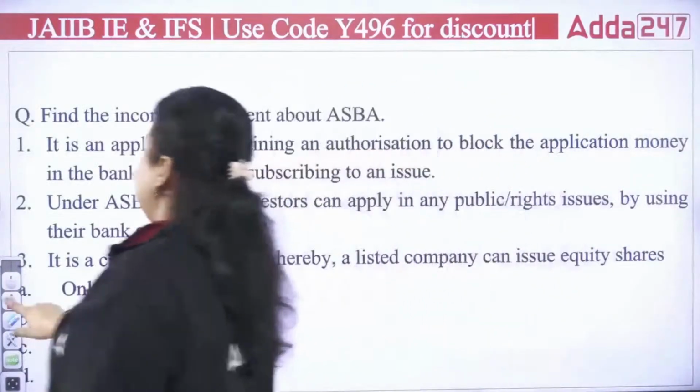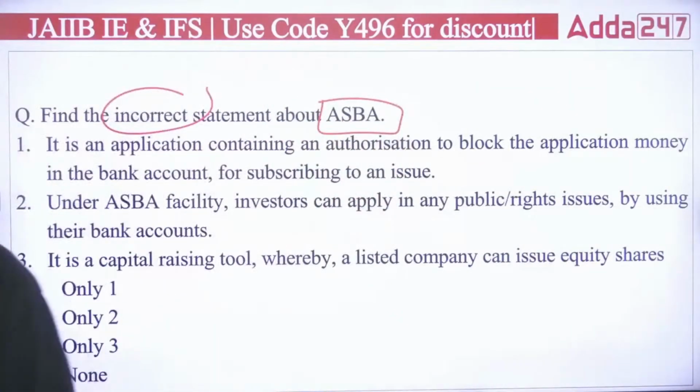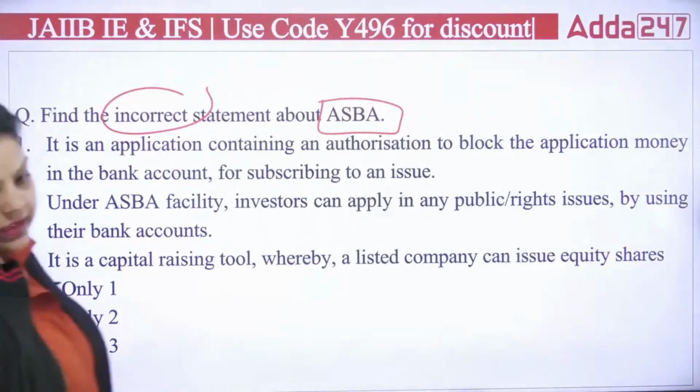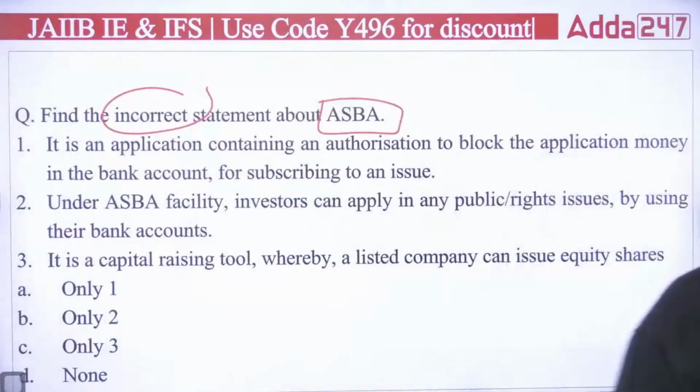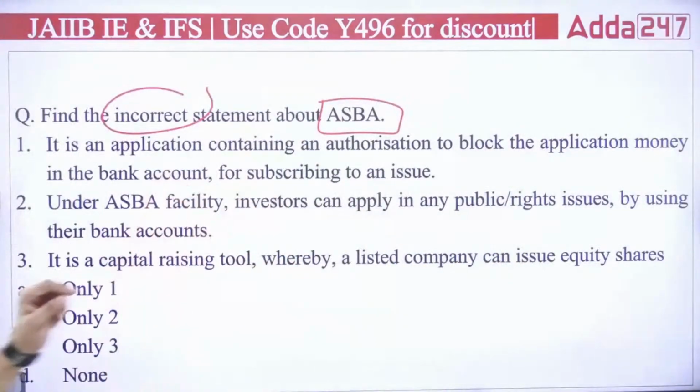Next, find the incorrect statement about ASBA and also let me know the full form of ASBA. I say C option, yes, C is correct. Let me know which of the following is an incorrect statement about ASBA and also let me know the full form of ASBA.